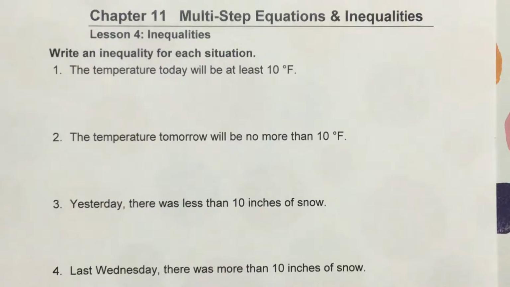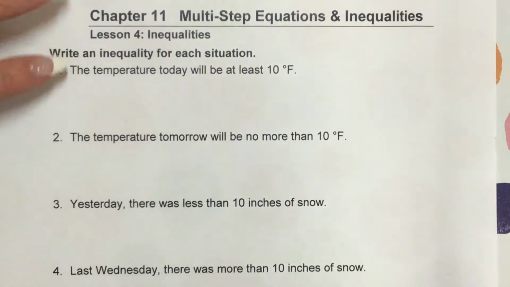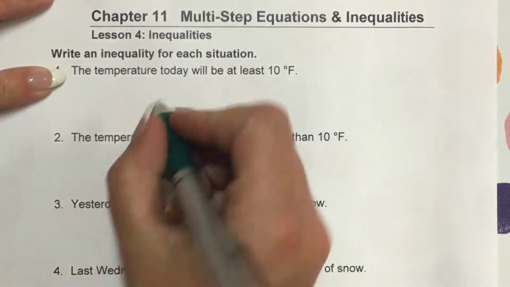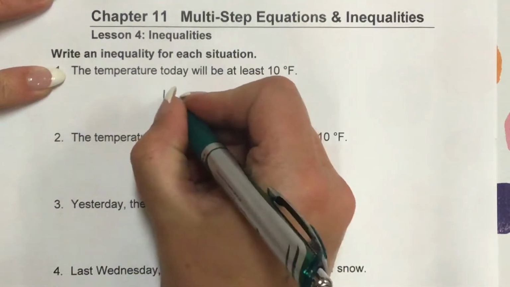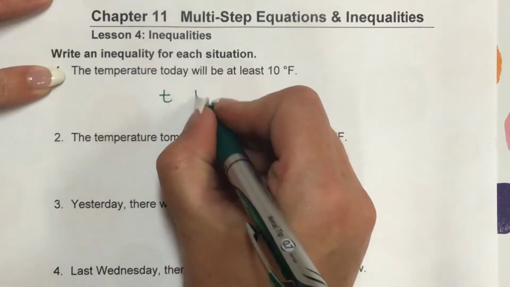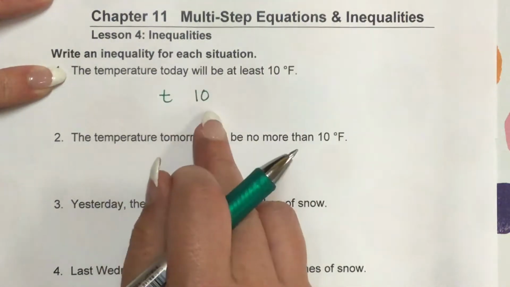Okay, so let's start. I want to start with the first two. The directions say write an inequality for each situation. So it says the temperature today will be at least 10 degrees Fahrenheit. So the variable would be the temperature, so I'm going to use T for temperature. And the number that we're referring to is 10. Okay, so we have our variable and we have 10.